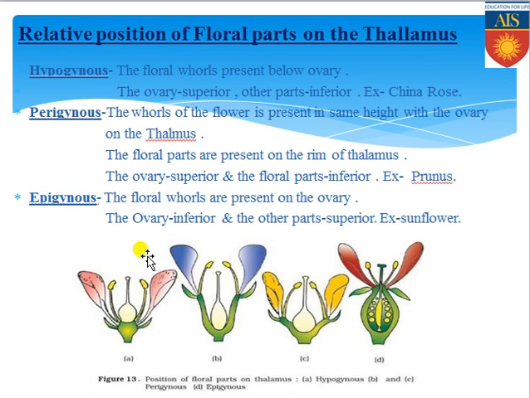If you consider the epigynous flower, here the floral whorls are present on top of the ovary. The ovary is inferior and the other floral whorls are superior. Example, sunflower. So you can see the figure also. This is the hypogynous flower. Here is the ovary, and you can see all the parts, that is calyx, corolla and androecium, arising from the base of the ovary.